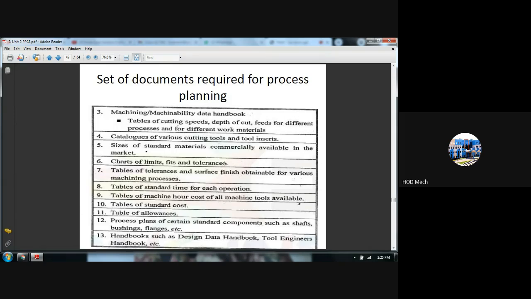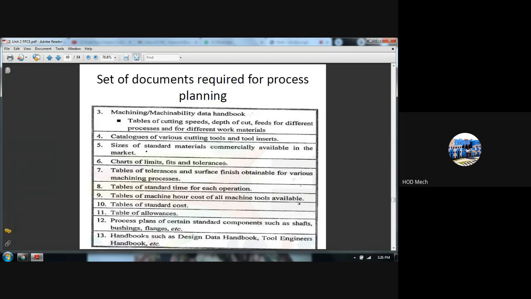After answering all of that, he moves on to what the available machines are, what things can be done with the machine, and the accuracy and ability of the machine. For all of this the process engineer will find answers that are available with the plant. And then he comes to the third stage where he identifies the machining parameters.